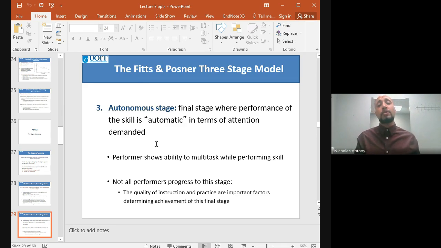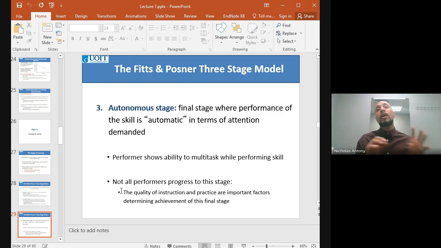One key point with the autonomous stage is that not all performers would reach the automatic stage. Did you ever hear the term "practice doesn't make perfect, perfect practice makes perfect"? And that is highly relatable to this information in terms of motor learning, right?